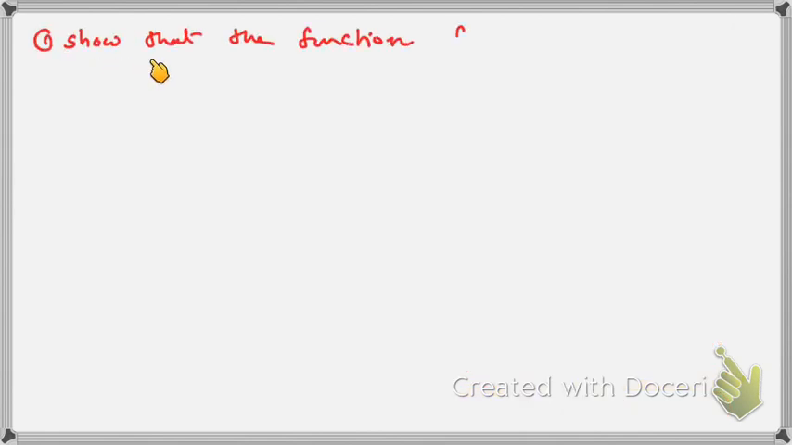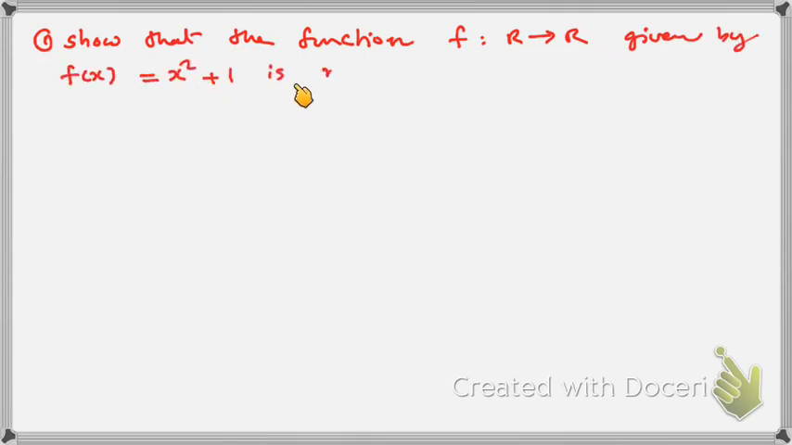Here we have a question. Show that the function f defined from R to R given by f of x equals x square plus 1 is not invertible. Not invertible means it does not have an inverse. So I'm going to check if this is a bijective function, and if I can say that it is not bijective, it does not have an inverse. Looking at the function, I know that it's not going to be 1, 1.